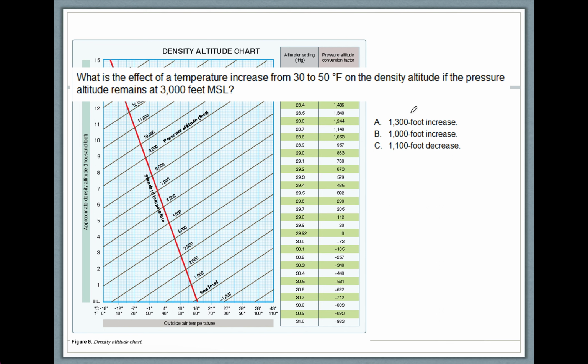Because right now my closest answer was the 1,300, but let me actually try to do a better job this time. There's our 3,000. Looks like it's right at 1,500. And there's our 50 at 3,000. Looks like it's more like 2,700. So it looks like I'm going up around 1,300 feet from 1,400 to 2,700. And so I would choose A, and that's going to be our right answer. So don't make it harder than it needs to be. Okay, so in this question, you went from there to there, and resultingly my DA went from there to there.